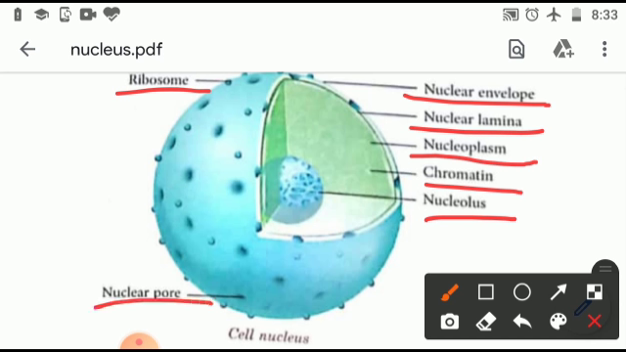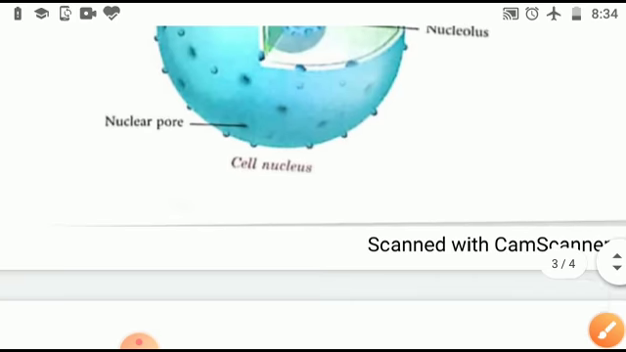So this is the structure of the cell nucleus, and the function, as you all know, is that it controls the activities of the cell. So it is called the control center of the cell, and it also carries the genes through the chromosomes during cell division. This is the main function of the nucleus. Now come to the next page.